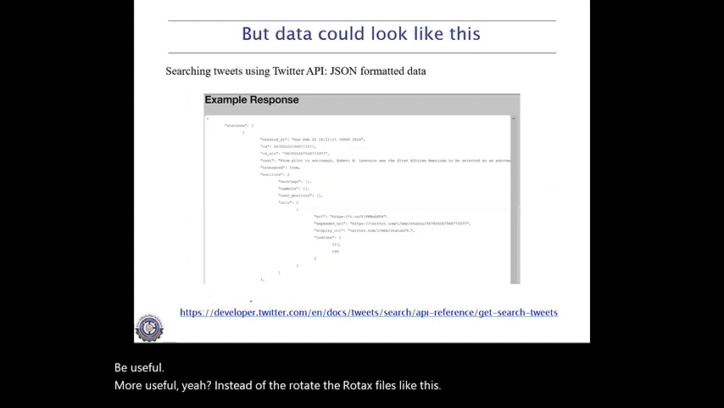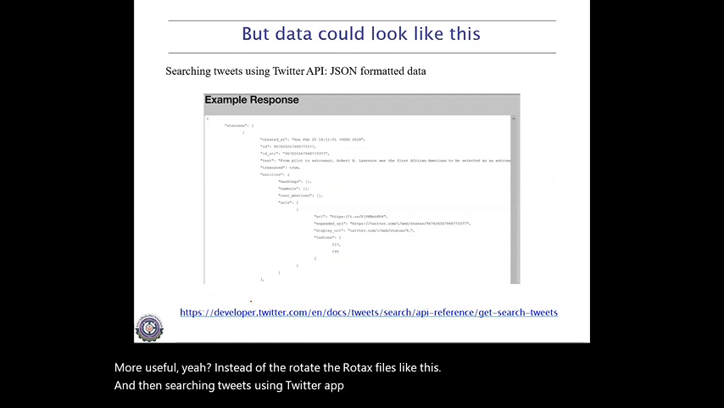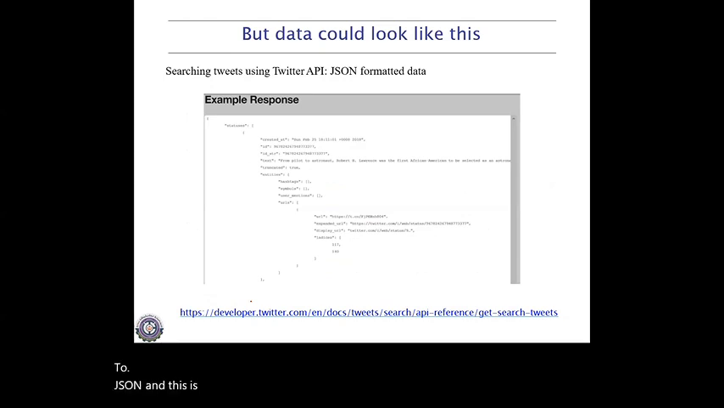And then searching tweets using the Twitter API gives JSON formatted data. Yeah. JSON, this is for the source. You can refer to the source if you want to get the response from X, as shown in this figure, in this picture. So this is an example of the response. Yeah. So get such tweets in the API reference, from the tweets.